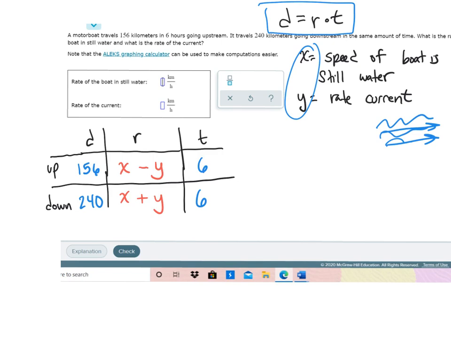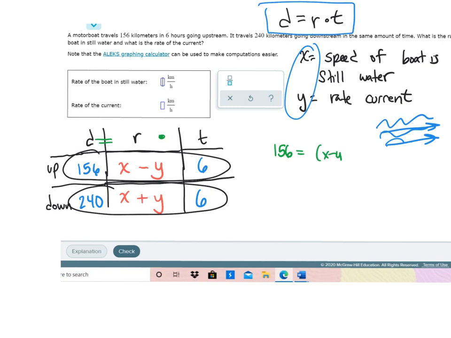So this is my chart. This is how I'm going to get my two equations. One of my equations is going to be this line, and the other one is going to be this line. Because remember, I said distance equals rate times time. So I could say 156 equals rate, which is x minus y, times 6. And I could do 240 equals x plus y times 6.